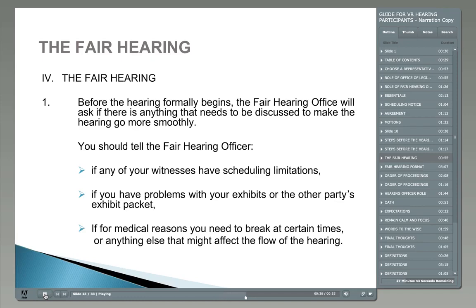Again, the hearing officer's primary role is to maintain order, maintain the integrity of the hearing, make sure that it's fair, and make sure there's a clean, clear, and concise record. So everything you can do to help the hearing officer to do that is going to help your case ultimately at the end of the day and help the overall process succeed.